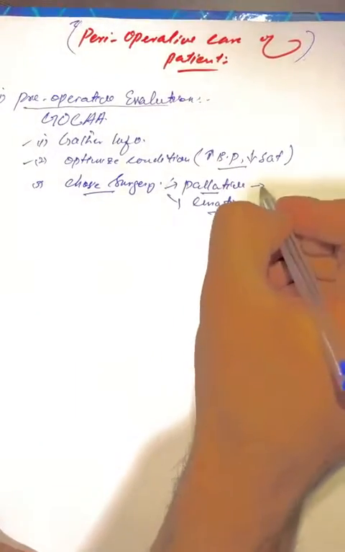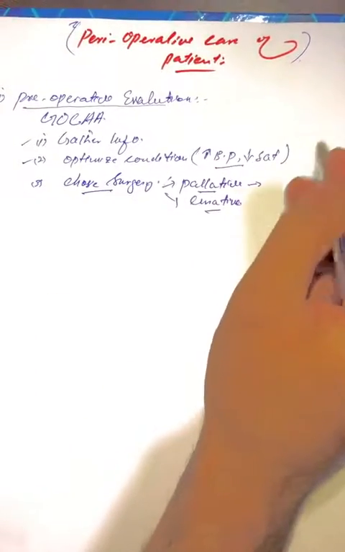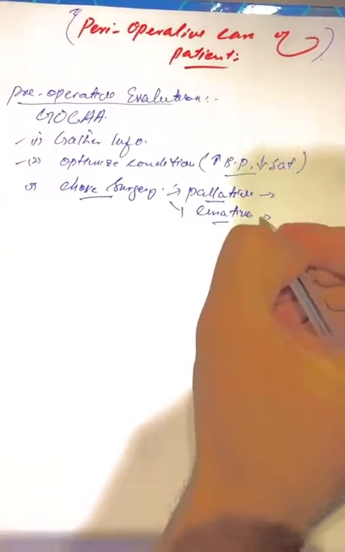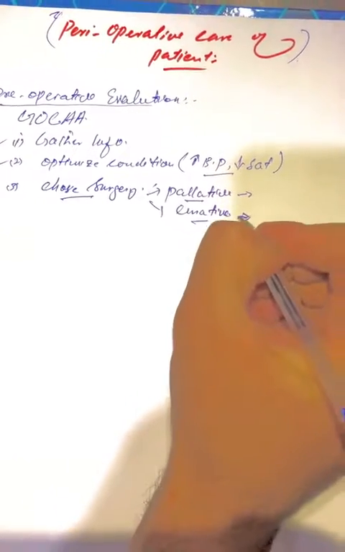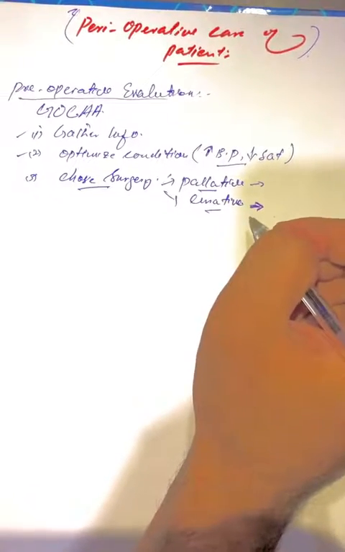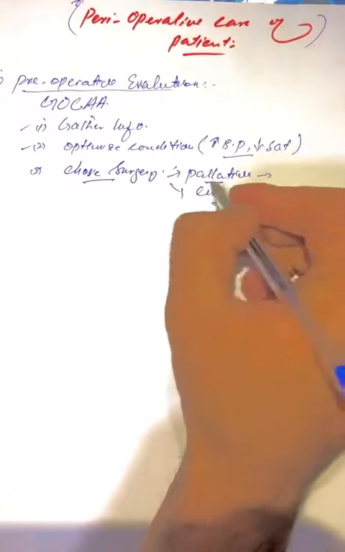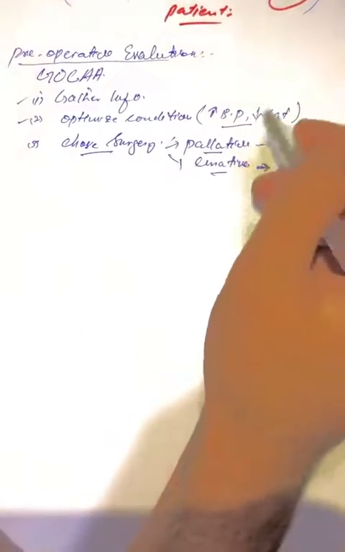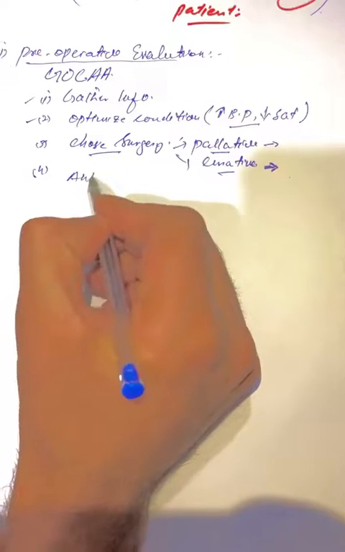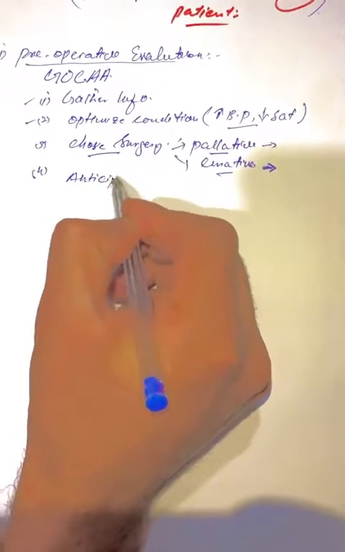In palliative surgery, we are just trying to normalize the symptoms of the patient only. And in curative surgery, we are curing the complete disease of the patient. So we will have to choose the type of surgery, whether the patient has to go through the palliative surgery or the curative surgery. And the fourth point is anticipation. Anticipation, or we can say planning.